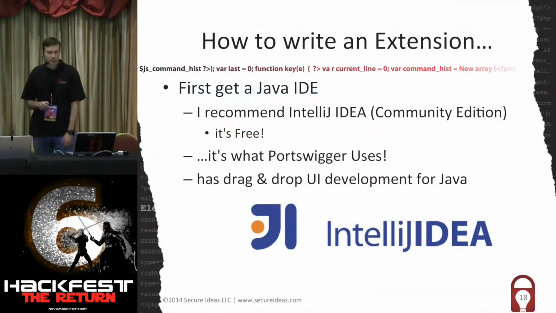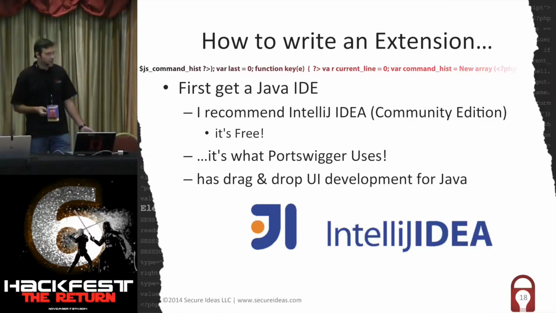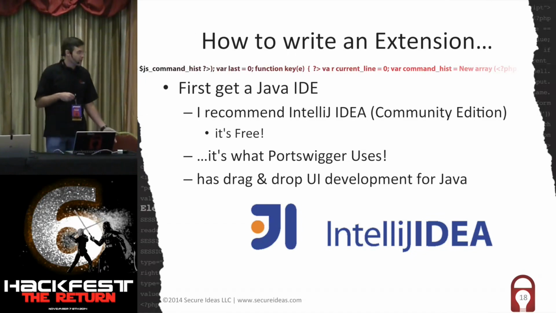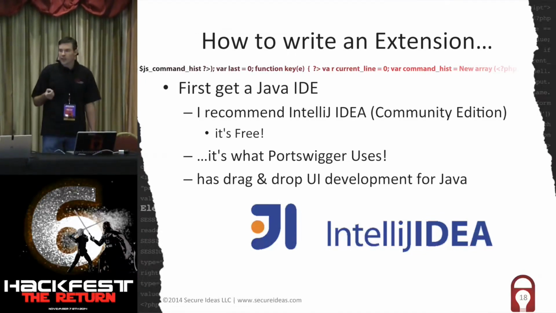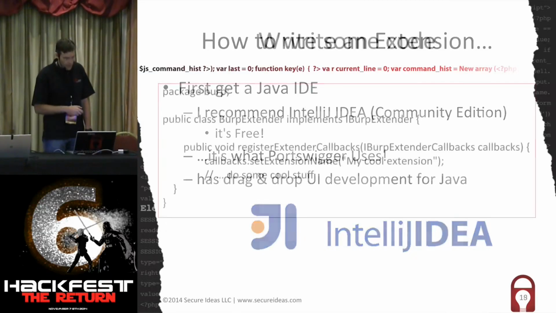Writing the extensions itself. If you're a Java developer, you're probably familiar with Eclipse. Hopefully some of you have also used IntelliJ. This is what Portswigger uses. So IntelliJ IDEA is what I would recommend if you're writing Burp extensions. It just seems to flow very easily in there, and because it has a drag and drop user interface builder, it makes it really easy to build a configuration screen for your plugin. So that's what I do.